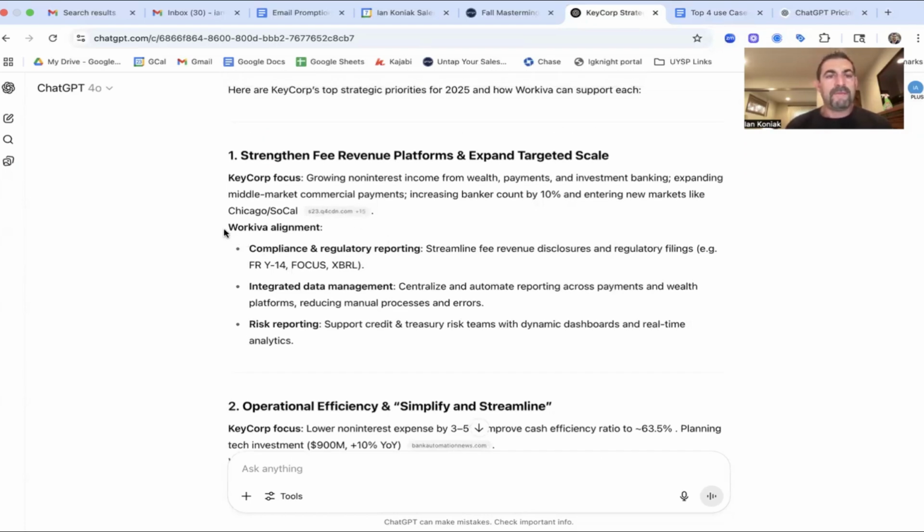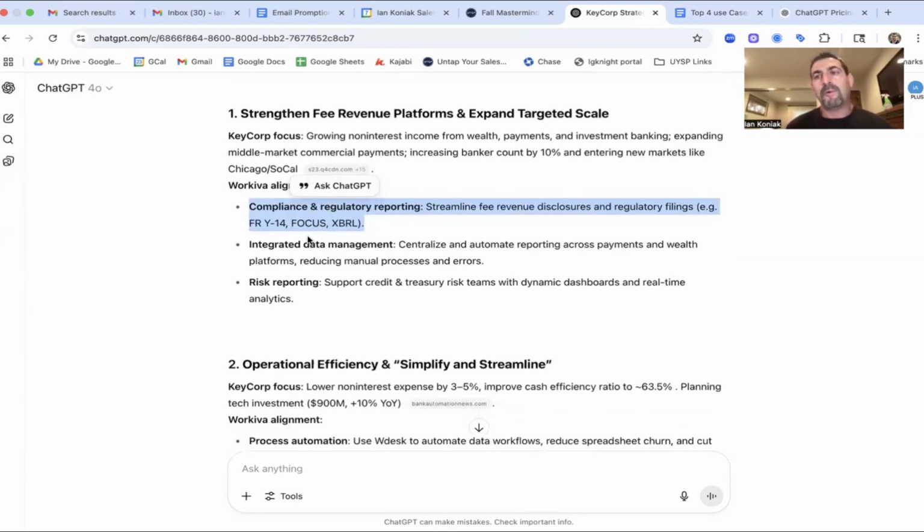What I like about this is they put the Workiva alignment, right? So streamline fee revenue disclosures and regulatory filings, because there's going to be an expansion. They're going to have to streamline their revenue fee disclosures and their filings, because they're going into new areas, expanding, and entering new markets, right? So it's going to mean more reporting.